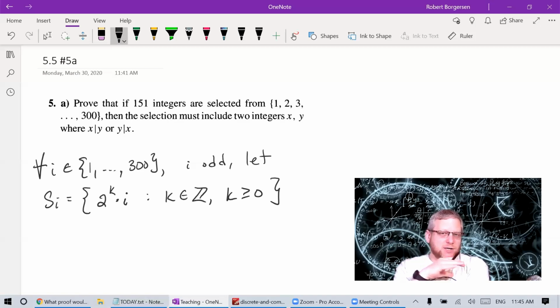So what I've done here is I've partitioned all the integers into what is their odd factor.